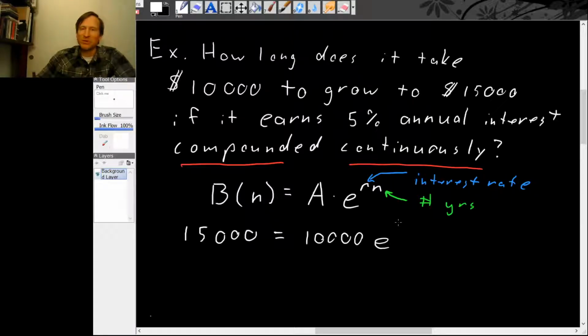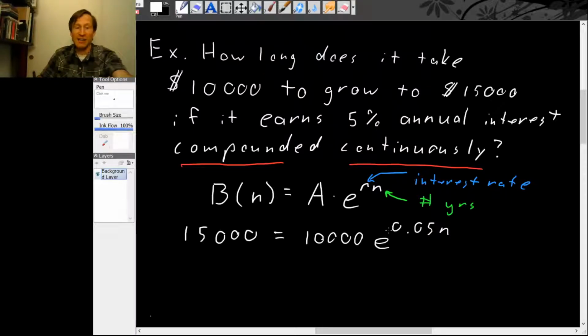Remember, when you use these interest formulas, you always need to write your interest rate as a decimal, not as a percent. So 0.05 times n. And so we need to solve this equation for n. Since the variable is trapped in the exponent, we're going to have to use the strategies we figured out to solve this equation.